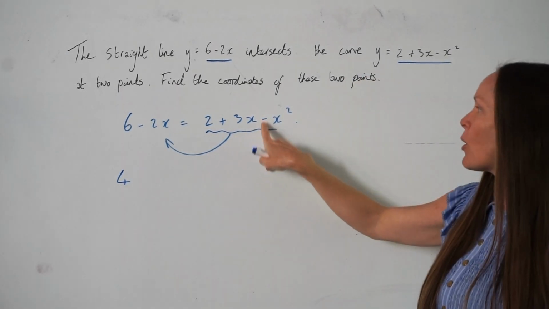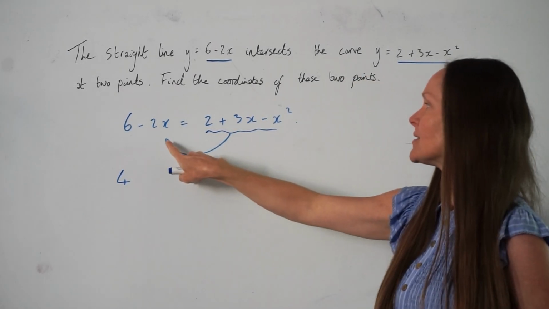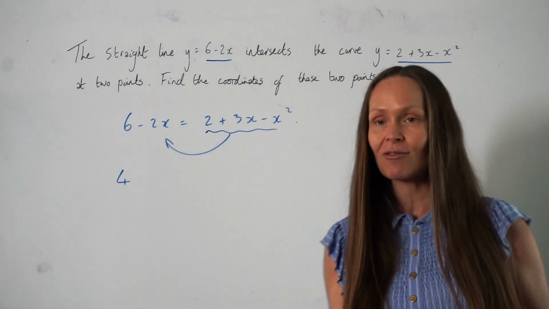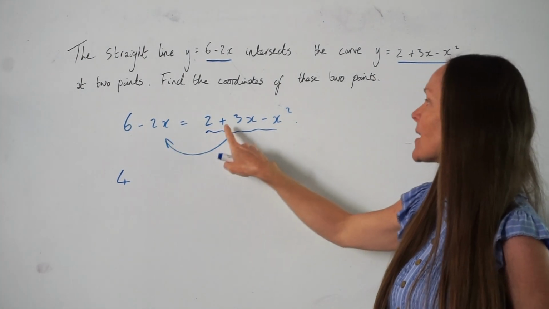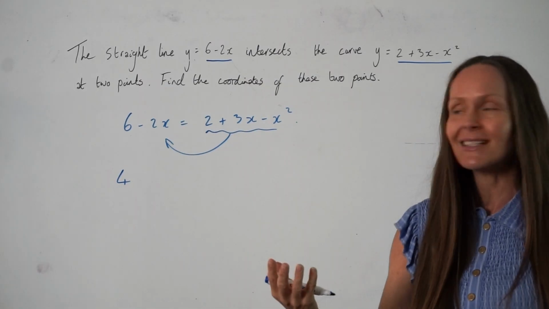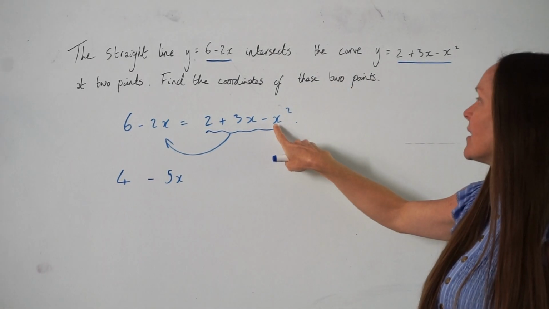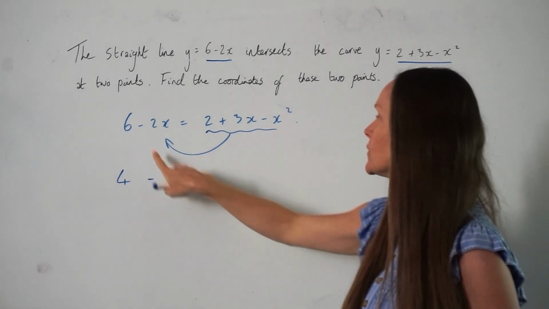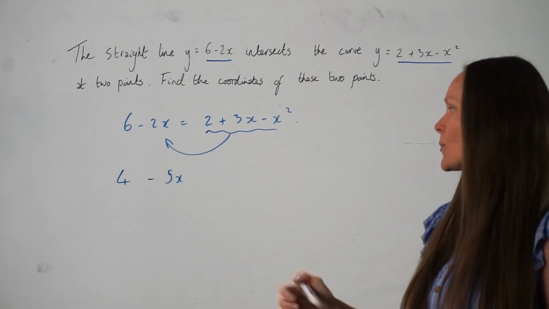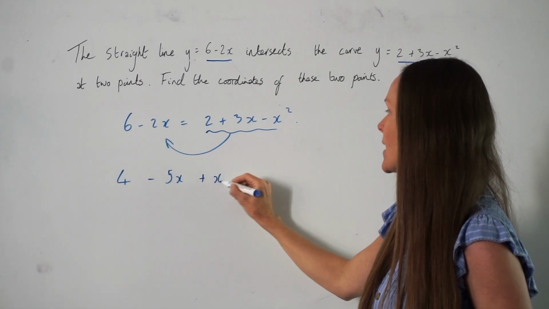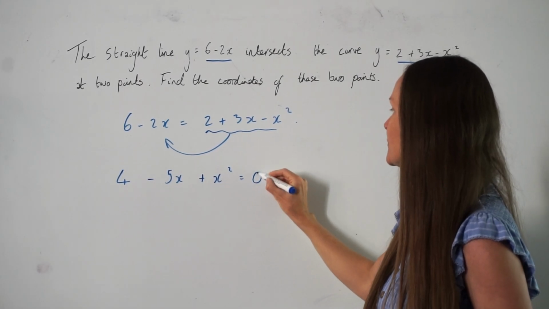If we move this positive 3x over to the left-hand side, it's the same thing as subtracting 3x. So negative 2x take away another 3x is negative 5x. And finally, this term here, negative x squared, when it moves over to the left, it's the same thing as adding x squared. So we have plus x squared, and this is equal to 0.